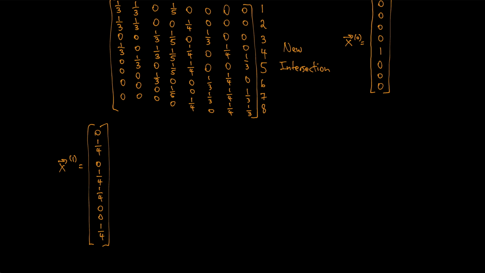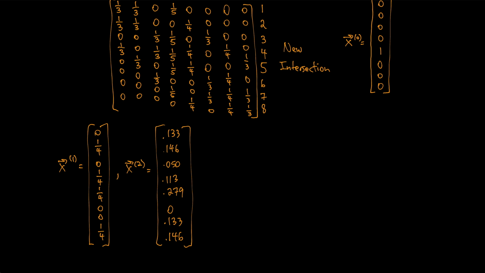Multiplying by our matrix P again, for x2, we get 0.133, 0.146, 0.050, 0.113, 0.279, 0, 0.133, 0.146, and so on. We can keep going like this.